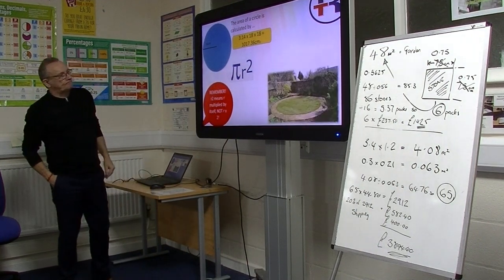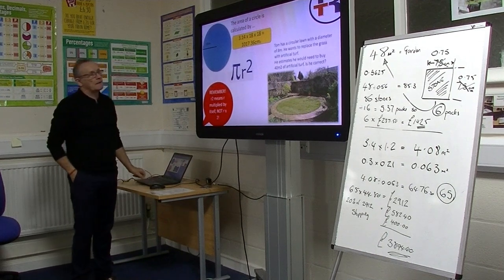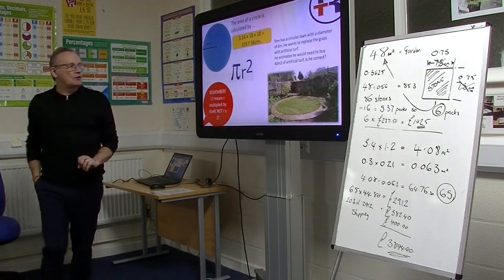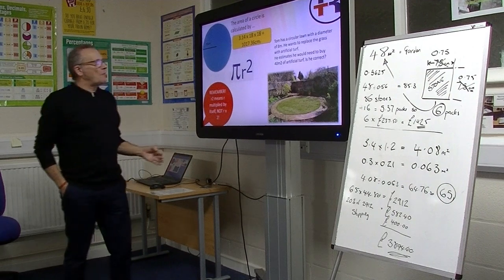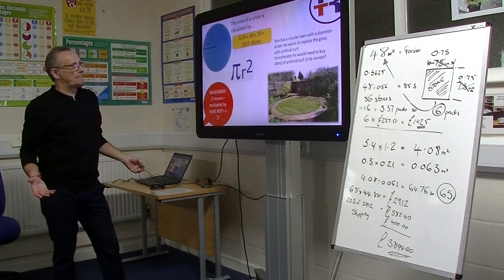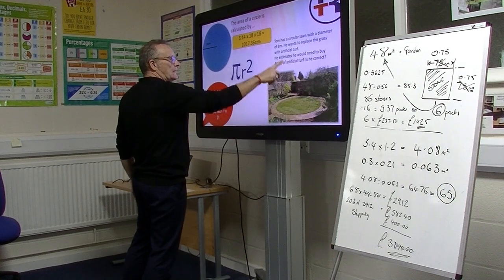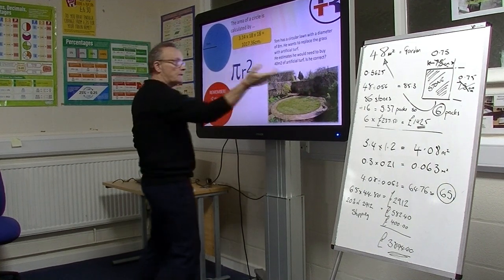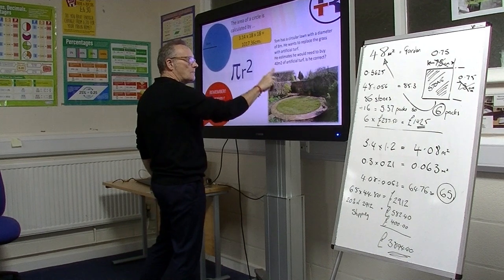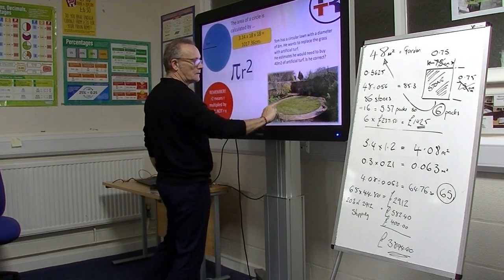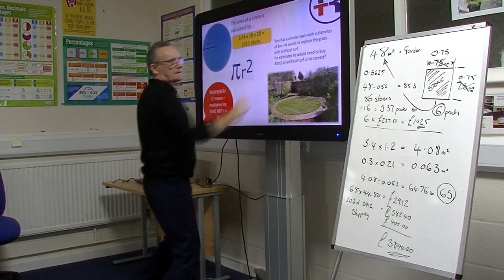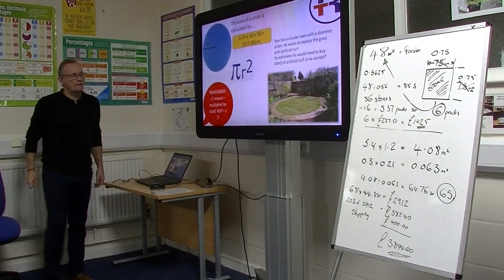Here's a little question. This is Tom, lives next door to John and Jane. Tom has a circle lawn with a diameter of 8 metres. He wants to replace the grass with artificial turf. He estimates that he would need to buy 40 square metres of artificial turf. Is he correct?